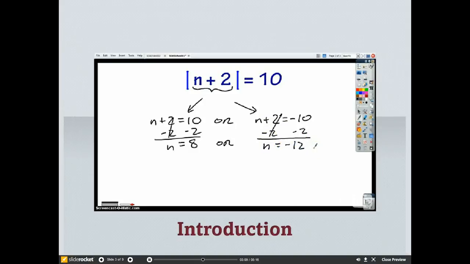And if we go back and check, both of these work. 8 plus 2 is 10, absolute value of 10 is 10. N is negative 12. Negative 12 plus 2 is negative 10, but then I take the absolute value of it and I get 10. So I get two different answers for the same problem. Alright, one last one.